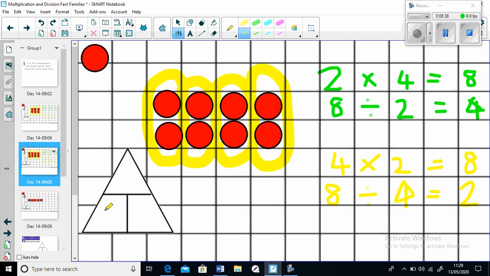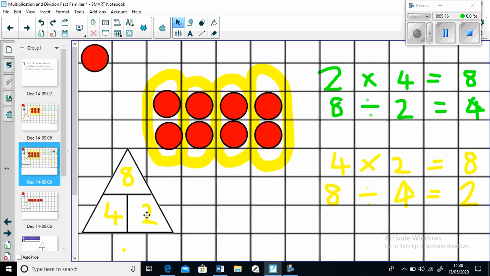So let's think about it in terms of multiplication. 2 times 4 equals 8. And because we know it doesn't matter which way round these factors go, the product's the same. It could be 4 times 2 equals 8. If we think about it in terms of the inverse operation, we can think about it as 8 divided by 4 equals 2, or 8 divided by 2 equals 4. This little fact family triangle here helps us to come up with 4 different related calculations.